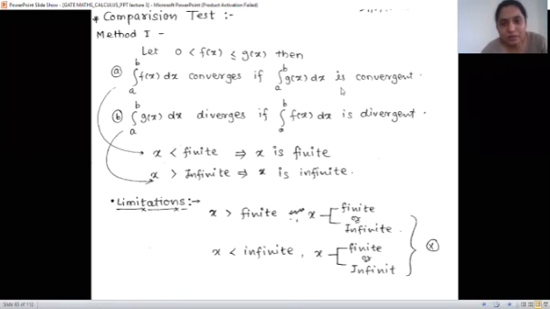And this is exactly opposite in the case of divergence. For convergence, if the function on the greater side is convergent, then only the function on the lesser side is convergent. And for divergence, if the function on the lesser side is divergent, then the function on the greater side is divergent. That is, integration of g of x diverges if the integration of f of x is divergent. Right?